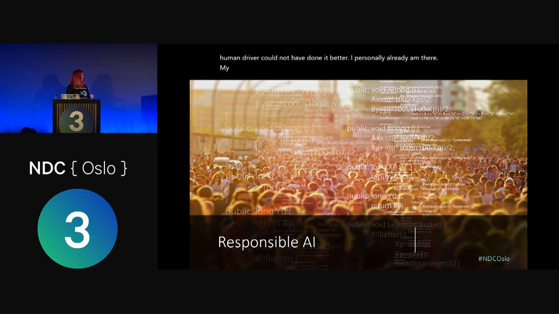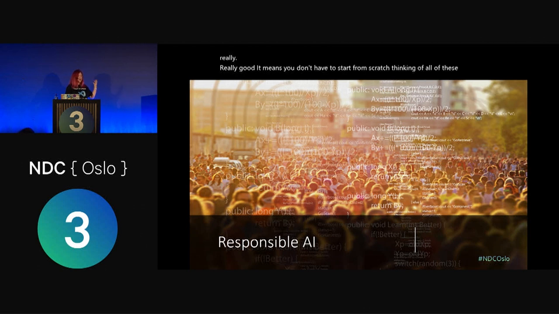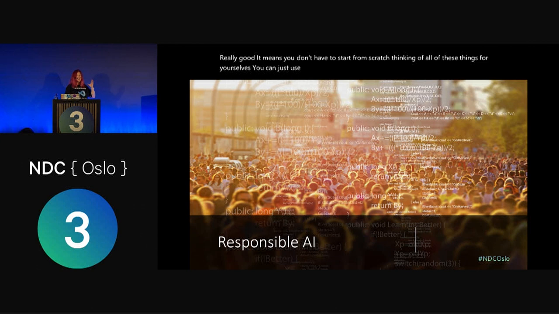Microsoft takes responsible AI very seriously, and we have created a bunch of guidelines, packs, tools, workbooks, all sorts of things to help you when you are building your AI technology to make sure that you have considered all of the things that you need to consider. I have some links at the end that you can use. It's really good. It means you don't have to start from scratch thinking of all of these things for yourselves. You can just use that and then fill it in responsibly for your own company.